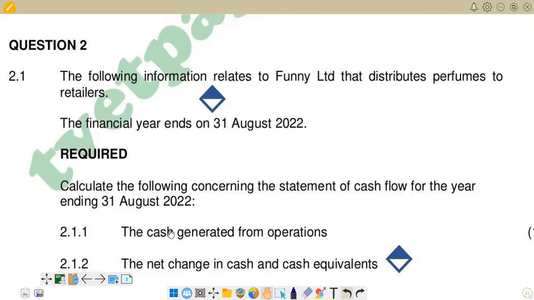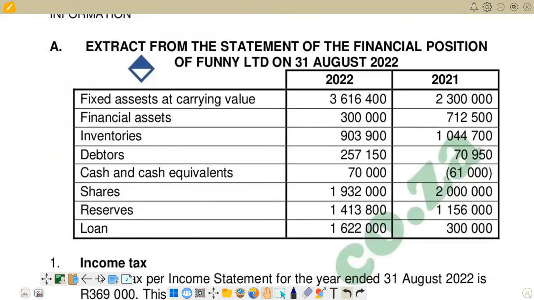So we are going to go to the answer section in terms of cash generated from operations, and we are going to start with the profit before tax. So we can go to the question and try to look at the profit before tax. This is information that we are given in the question. We have an extract from the statement of financial position of Fanny Limited on 31 August 2022. And we are given balances in 2021. These are opening balances for 2021, and these are closing balances in the column for 2022. Then we have balances in terms of the items that are listed here, represented by these figures.